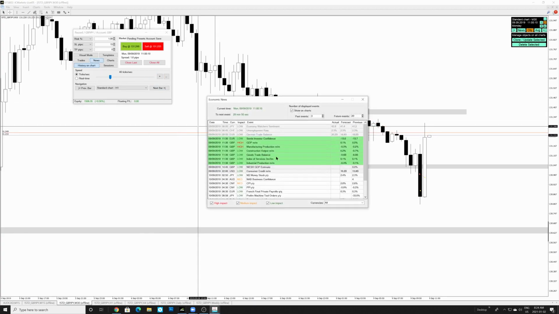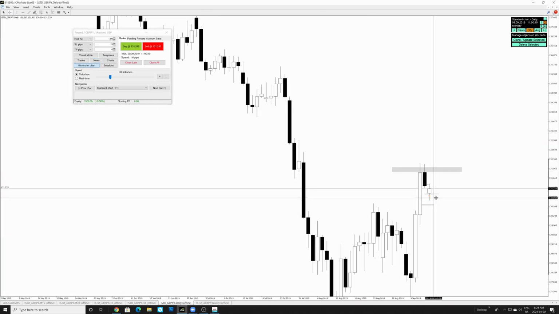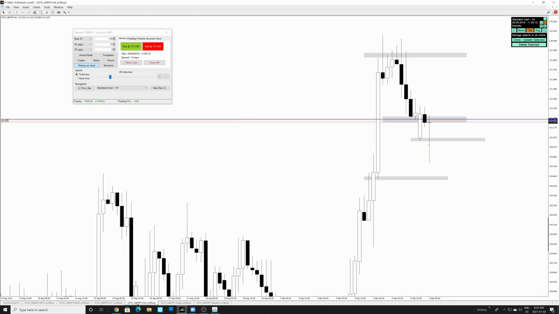Let's take a look at some news over here. Do we have any news? We have GDP news. They're expecting good numbers here for GDP, but for manufacturing production, they're expecting bad numbers. So we're going to wait and see over here. Looking at the daily time frame, it is what it is daily, right?